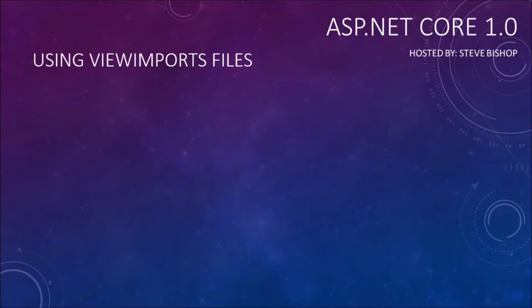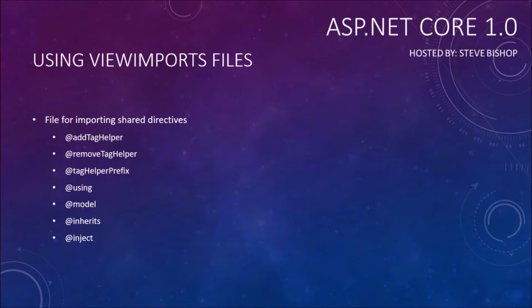So ViewImports files are very similar to ViewStart files in that they allow us to set certain defaults for our Razor views before those views are even rendered by the engine. More specifically, the ViewImports files are used for importing shared directives. Now, we haven't used that term directives up to this point, but we have actually used some directives in earlier videos. At the time of this recording, the directives that we're allowed to put into our ViewImports file are the following: add tag helper, remove tag helper, tag helper prefix, using, model, inherits, and inject.